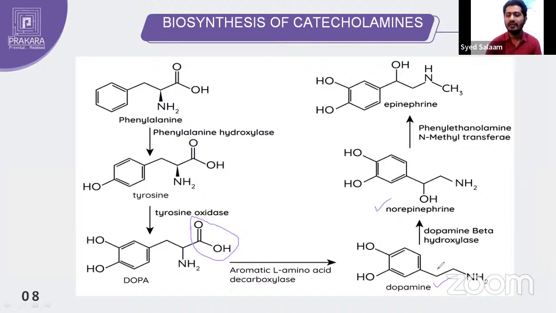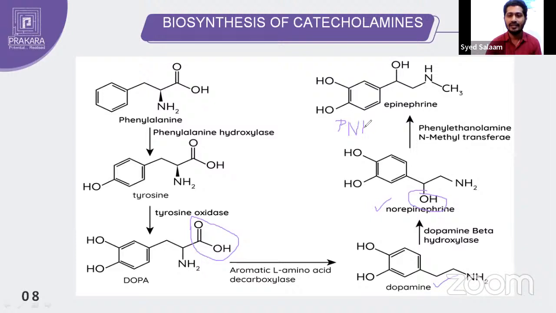So simply, the difference between dopamine and norepinephrine is this hydroxyl group. Only a hydroxyl group is extra in that, and it is added by the enzyme dopamine beta hydroxylase. Then, if we require epinephrine, adrenaline, for that instance, not norepinephrine, this norepinephrine gets converted into epinephrine by the enzyme PNMT.